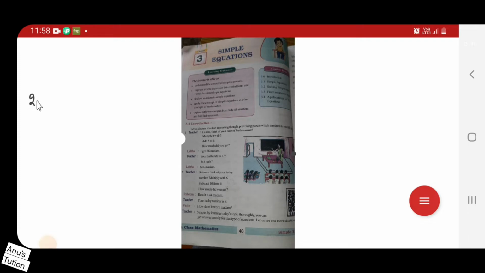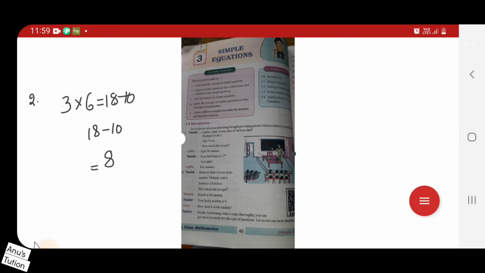We can see the second one here. Rahim, think of your lucky number, multiply with 6 and subtract 10 from it. For example, we will say 3 multiplied with 6 equals 18. And subtract 10. 18 minus 10, then what answer will we get? 8. She said your lucky number is 3.